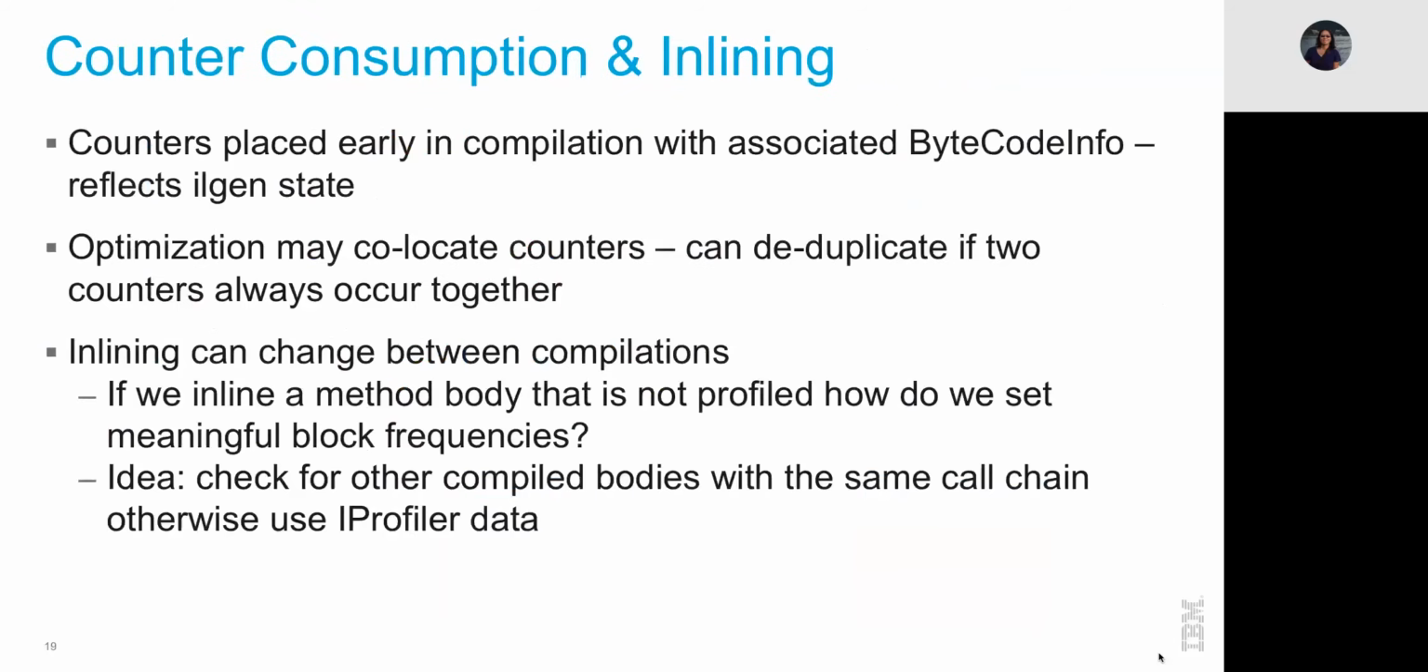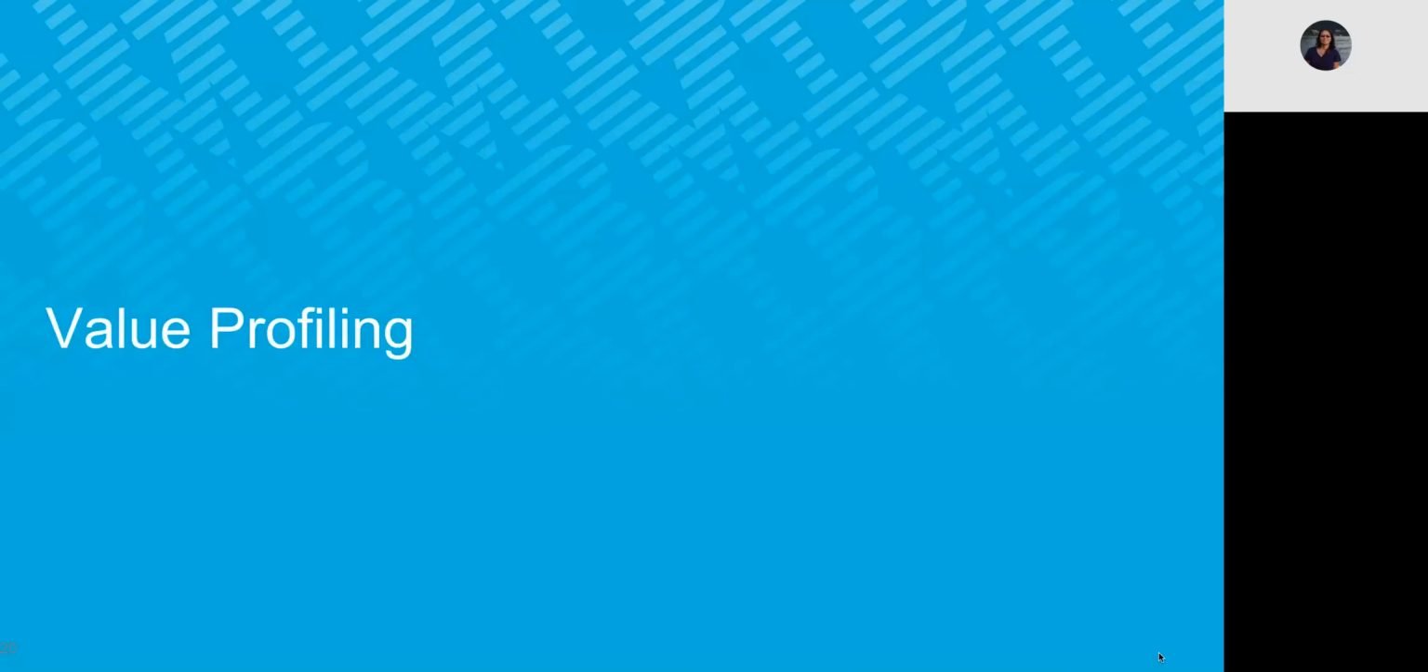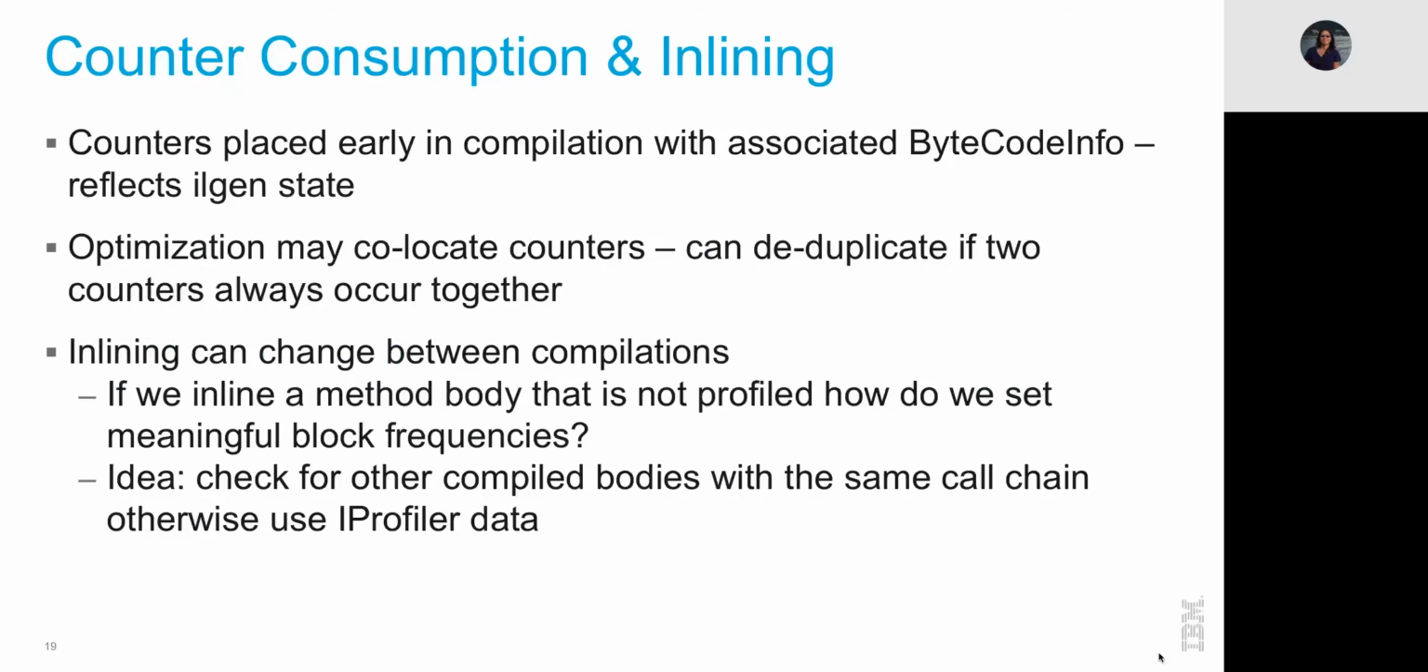So how does JProfiling handle inlining? Well, inlining is special because it can change from compilation to compilation. So if we are compiling a method and find out that the method was not inlined in the previous profile body, then it goes into the call chain and tries to find information about that method. If it does not find any information, then it uses IProfiler data about that method.